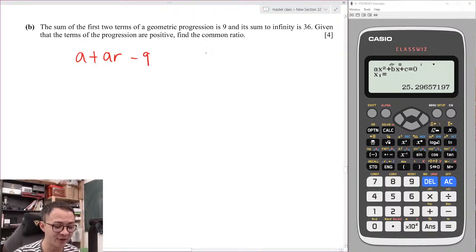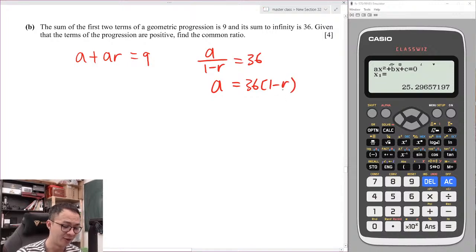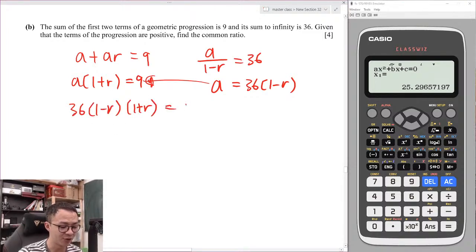Sum to infinity, the formula is what? a over 1 minus r equals 36. So my a is basically 36 times (1 minus r). Then here I factorize out the a: a times (1 plus r) equals 9. So I plug my a into here. So 36 times (1 minus r) times (1 plus r) equals 9.